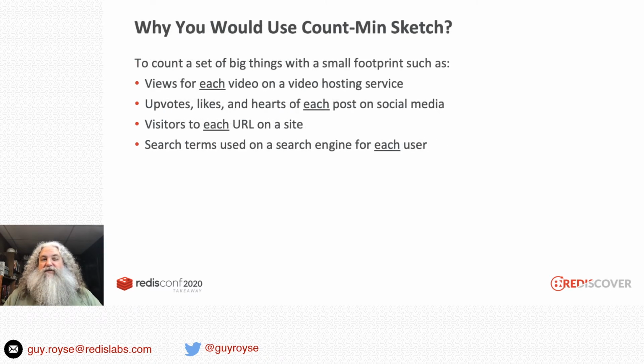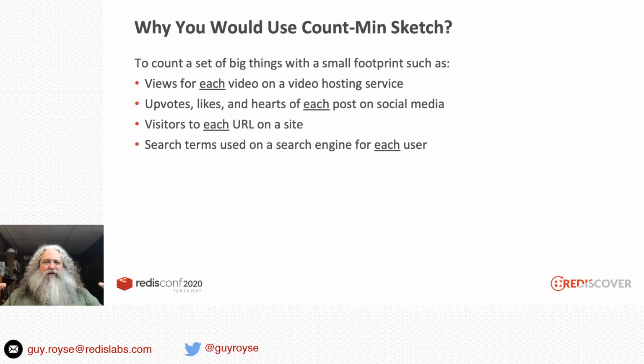Why would you use count min sketch? You use it to count a set of big things with a small footprint, just like everything else, right? Views for each video on a video hosting service, for example. This is similar to the problem of tracking users on videos, right? So you've got the set, this video has a HyperLogLog for all the users, and so you add all the users and you get a count of the number of users that have seen it, and you don't get any dupes. In this case, you could have a set of videos, and then you could increment the count for every single time it was viewed.